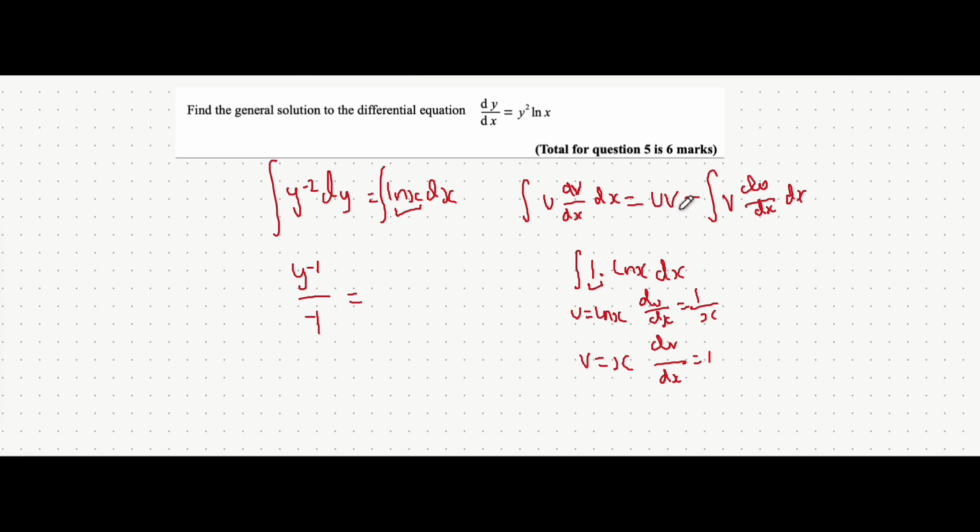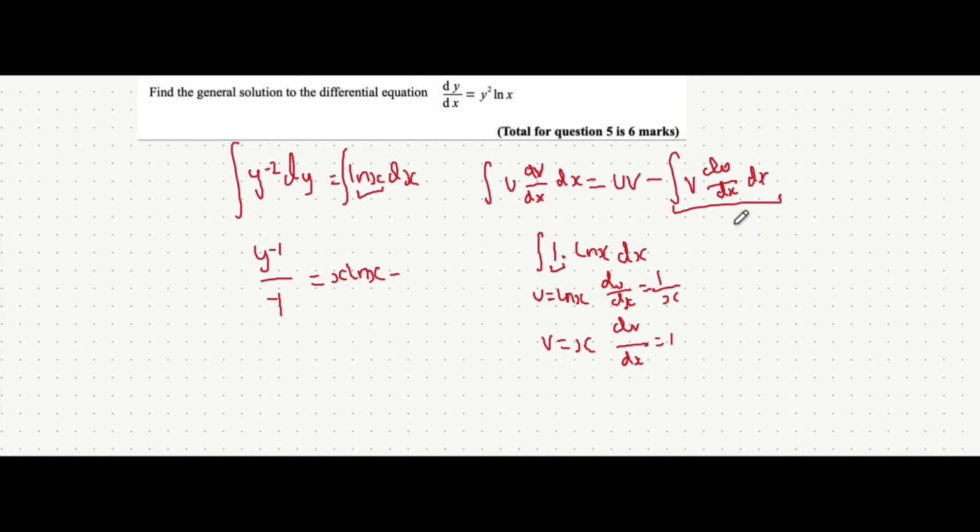Putting that into the right hand side of this equation, you get uv, which is x times ln x. So let's write that out. Minus the integral, so let's do this before we attach it to the final answer. v times du dx is x times 1 over x, which is just the integral of 1 dx, which is just x actually. So it'll be minus x and then plus c.